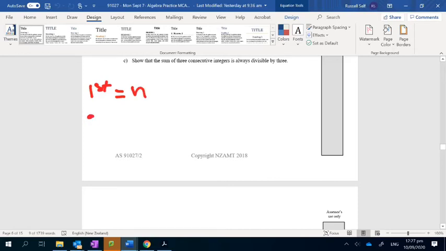First one is N. What's the second one? N plus 1. What's the third one? N plus 2. Oh, x is fine. They're always one bigger, right? Consecutive numbers are always one bigger than the next one, yeah?